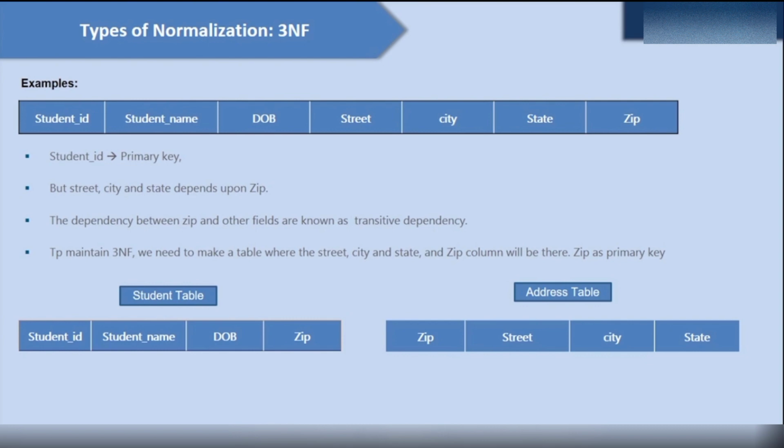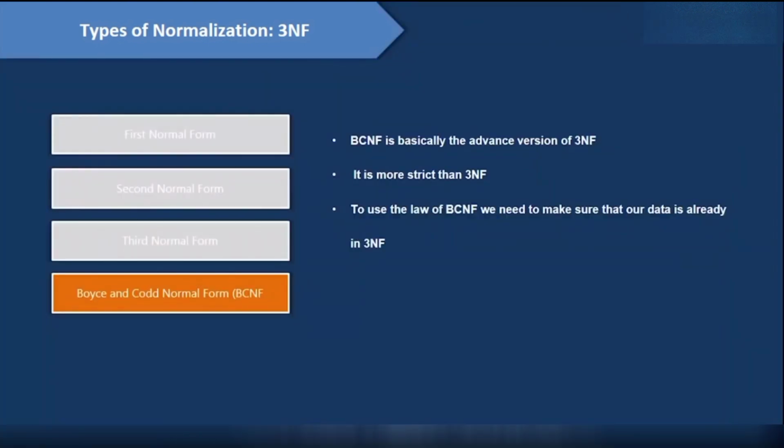Now, to maintain 3NF, we need to make a table where the street, city, state and ZIP columns will be there, with ZIP as the primary key, right? So in the student table, you can see student ID, student name, date of birth, and ZIP, right? There is one table for the student and another table for the address. So in the second table, you will have ZIP, street, city, and state, right? So this is how we use our third normal form. Now we have already seen our third normal form.